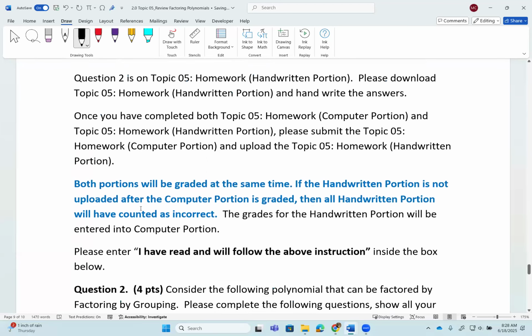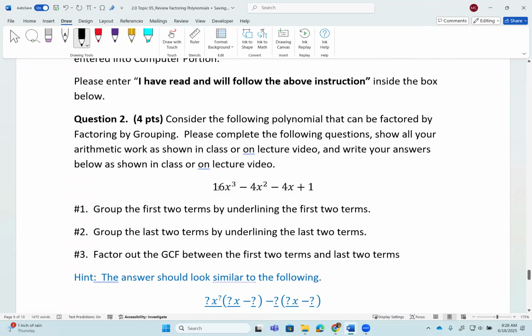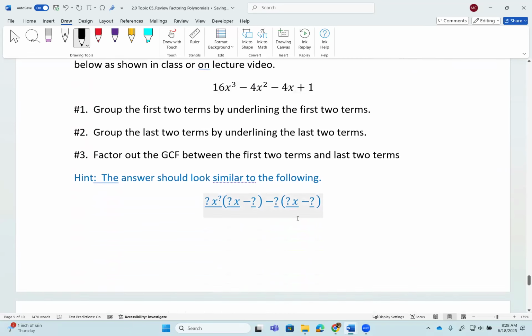Question number 2 is your factoring by grouping. Make sure you group the first two and the last two by underlining them. Okay, by underlining them. All right.